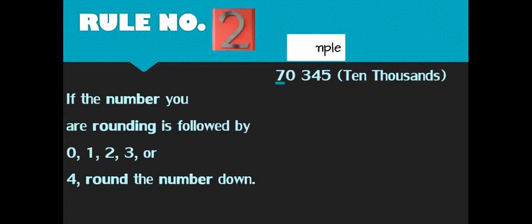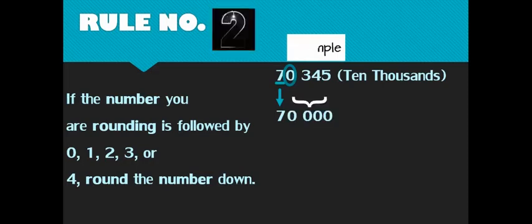And who is following the digit 7? 0. So according to the rule, if the number you are rounding is followed by 0, 1, 2, 3, or 4, round the number down. How are we going to round down? We will just copy the number. So 7 will also be 7, then the rest of the numbers will become 0. So if we round off 70,345, we will get 70,000.